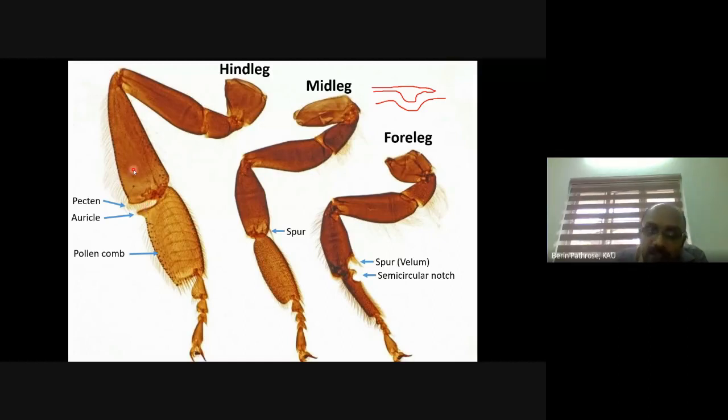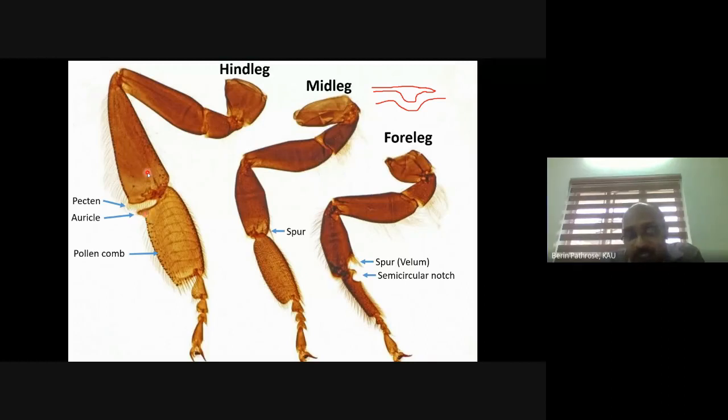So the tibia and the basic tarsal segment. Between the tibia and basic tarsal segment, we have the pollen press, and in the pollen press, the tibial part is having numerous hairs. You can see it over here. The hairs in the tibia are called the pecten. You can see it is written as pecten. And the basic tarsal segment has a small projection, that projection is called the auricle.